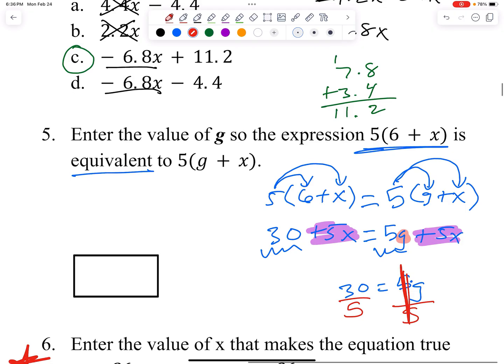That's what I want. I want to solve for 1g. So how much is the value of 1g? Because that's what I want. The value of g, 30 divided by 5, should be 6. All right, so hopefully that made sense right here.